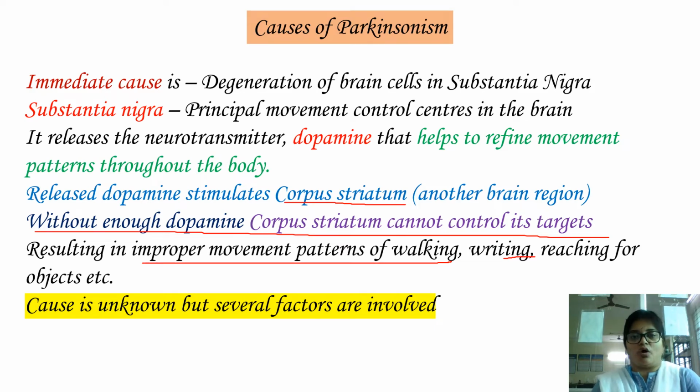The cause of Parkinsonism is unknown, though we say that Parkinsonism is caused by the degeneration of the cells in the substantia nigra. But still, the cause is unknown. We don't know whether Parkinsonism is caused because of degeneration of the cells, or whether the cells have degenerated because of Parkinsonism. So, though the cause is unknown, there are several factors involved in the occurrence of Parkinsonism. Let us see what those causes are.